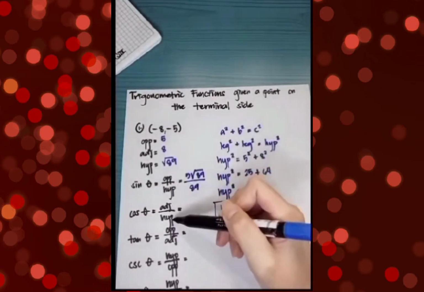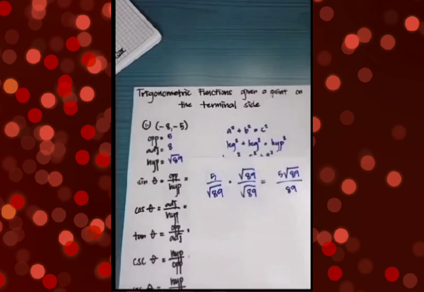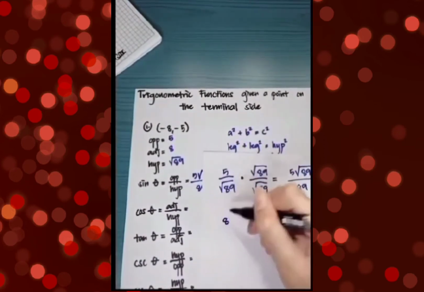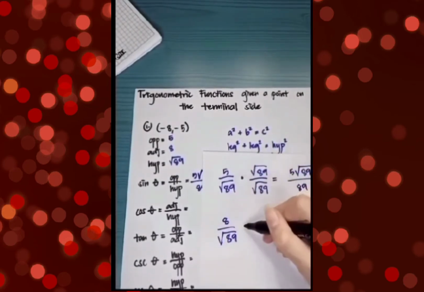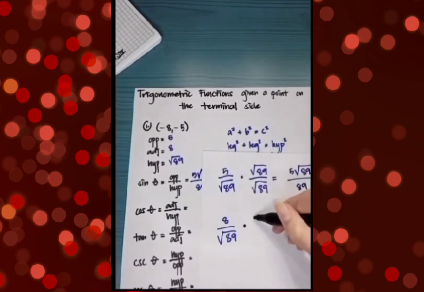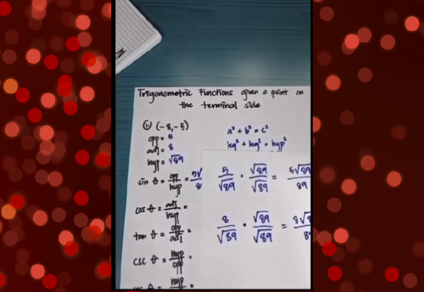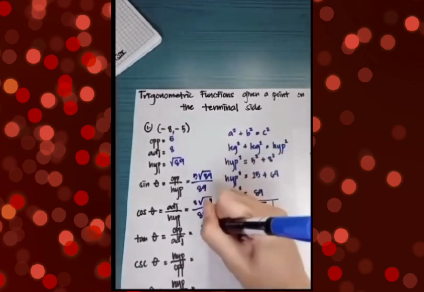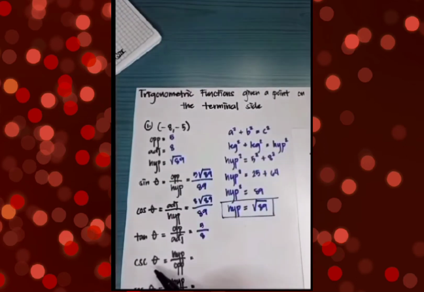Now moving on to our cosine theta, which is equal to adjacent over hypotenuse. Like the first one, sine theta, it is equal to the adjacent side, which is 8, over the hypotenuse, which is square root of 89. We would then multiply it by square root of 89 over square root of 89, and that will equal 8 square root of 89 over 89. Now with our tangent theta, which is equal to opposite over adjacent, and that is just 5 over 8.